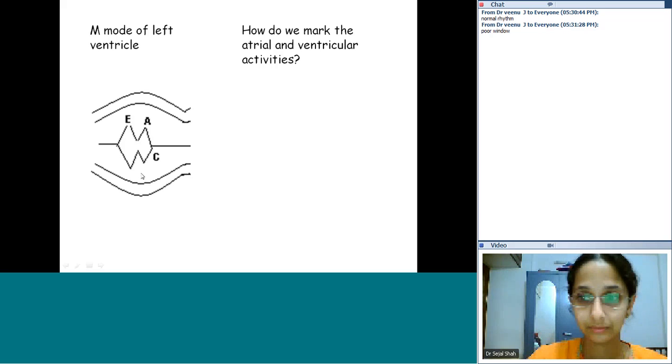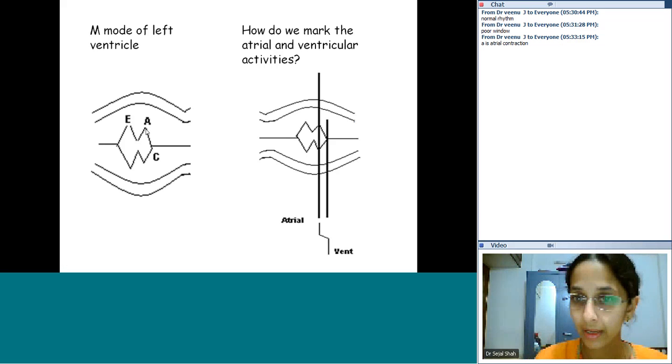This is the E point and this is the A point. This is very similar to the Doppler study of the mitral inflow. So these waves are similar. Can we make out the atrial and the ventricular activity? Yes. A is the atrial contraction and C is the ventricular contraction. So this would be a little more precise compared to the previous M mode to figure out what is happening to atrial and ventricular activity.